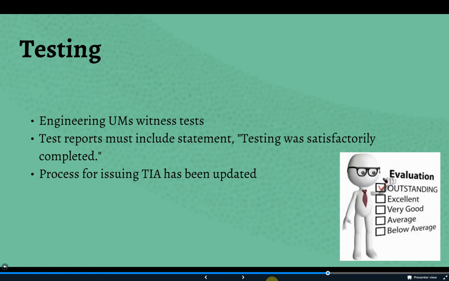One thing to note from this manual change, though, is that when testing has been completed, test reports must contain the statement, "Testing was satisfactorily completed," assuming that it was. When the ODA has reached the point to move into flight testing, a TIA will be coordinated with the applicable unit members to authorize each involved unit member to accomplish their function, whether that be conducting conformity inspections identified in Part 1 or witnessing flight tests spelled out in Part 2.